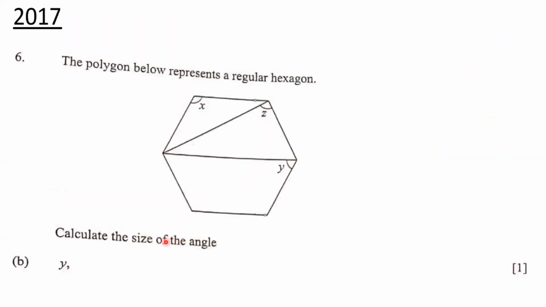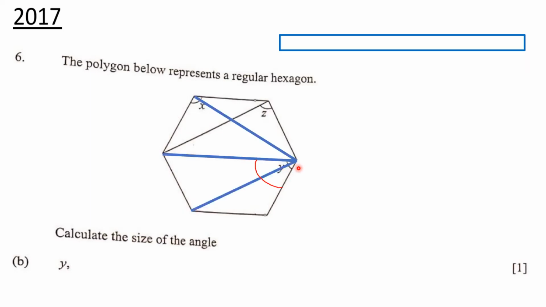Moving right along, we have another question, and it says calculate the size of angle y. So angle y is this particular angle right here. For this question, we're going to remember our rule. The rule says that for a regular polygon, the number of diagonals that originate from a single vertex is n minus 3, and it's important to know that n is the number of sides. So for each of these vertices, the number of diagonals that can originate from each of them is n minus 3, where n is the number of sides of this hexagon.